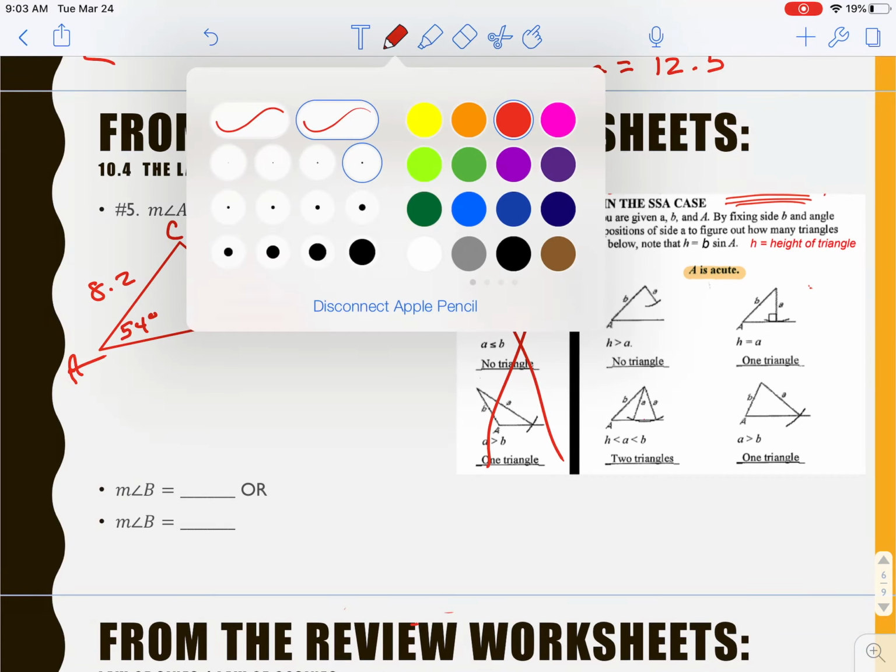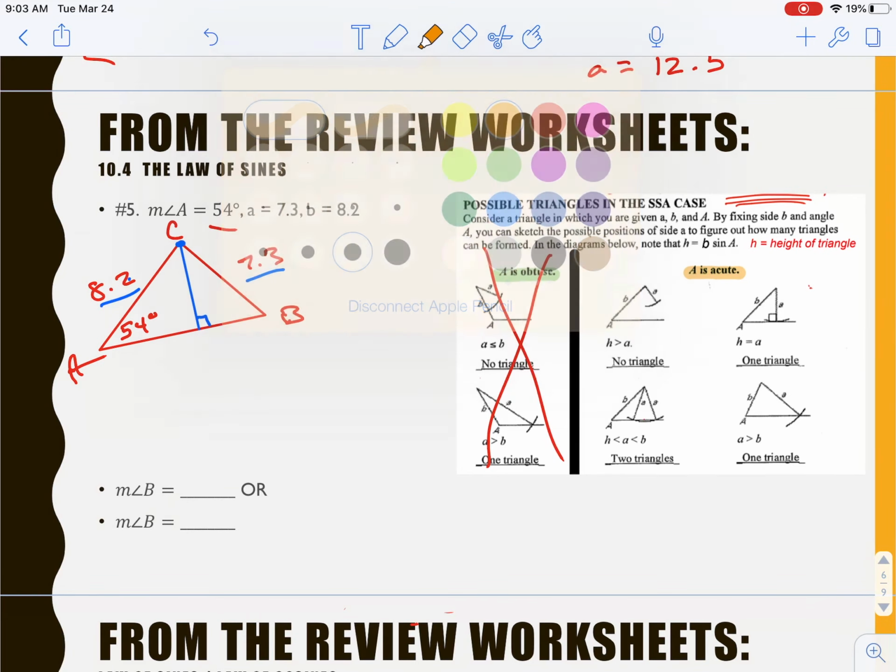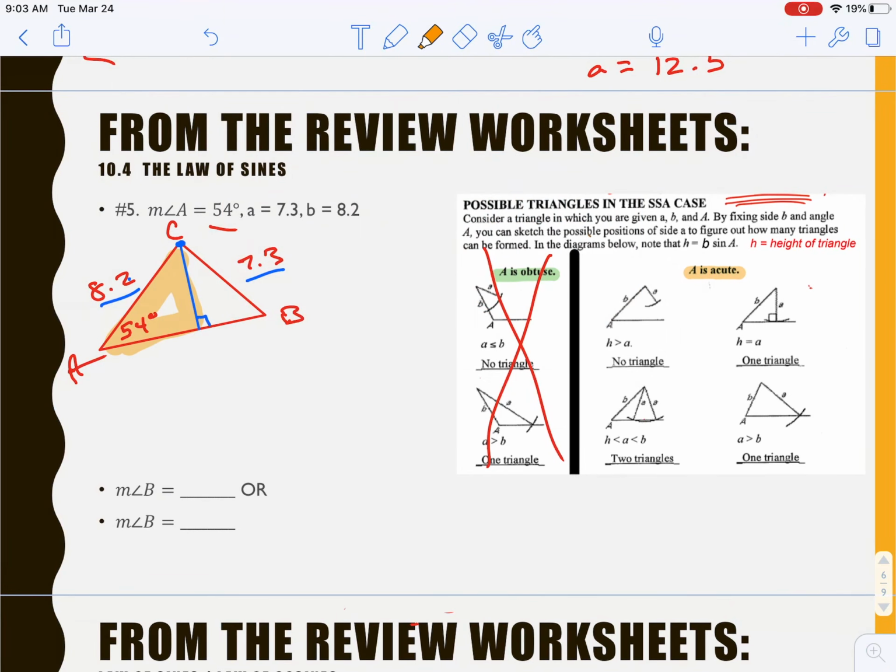Since it is acute, I know I'm going to need the altitude, so I'm going to look at my two sides, pick the vertex right in between those two sides, and drop an altitude down. Okay? And in doing so, I have created this right triangle. Now I can find the height. Here I don't have to necessarily find the height, but I think it'll be good practice for us just to see.